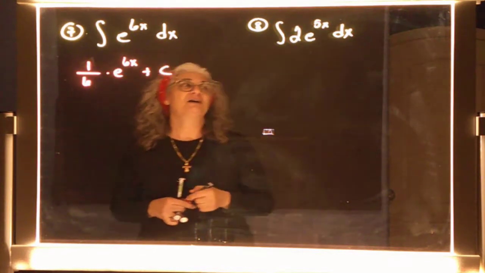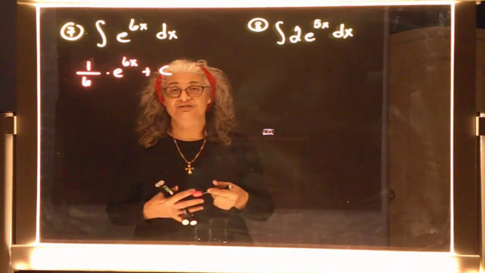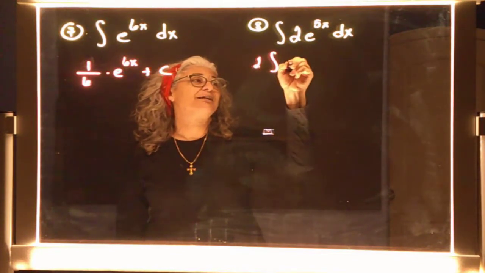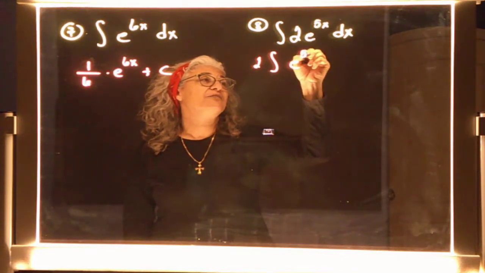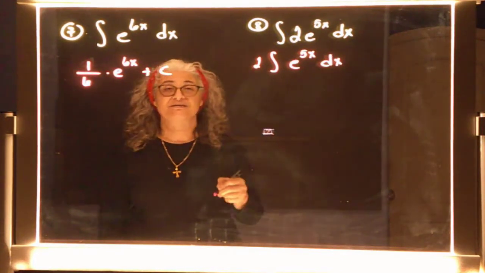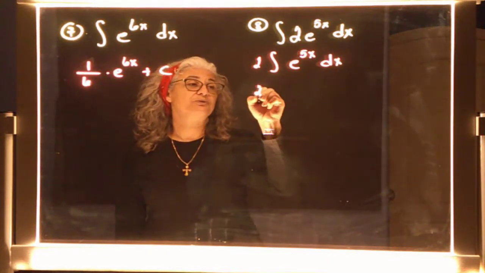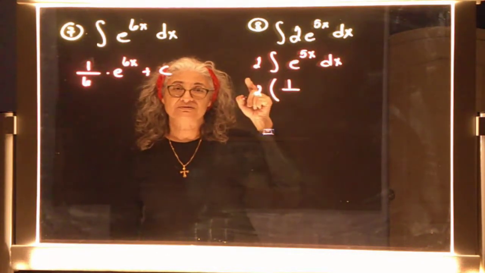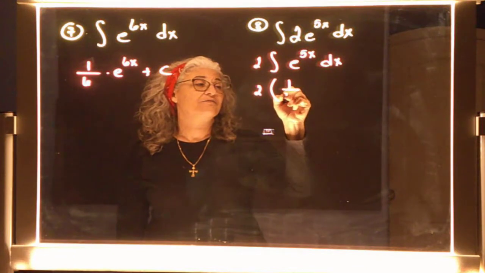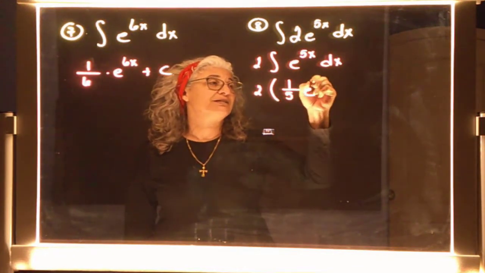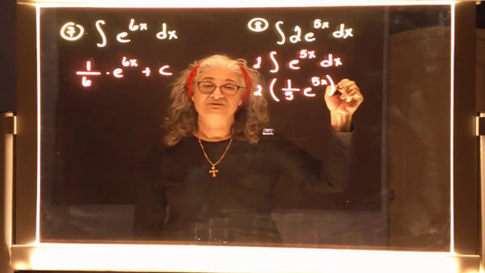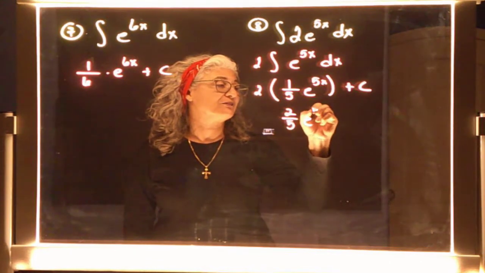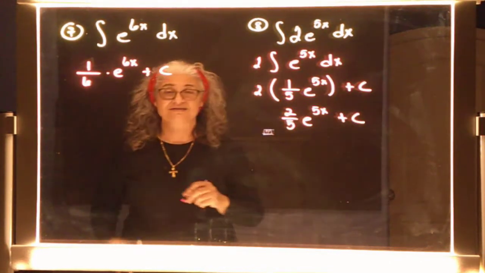Number 8. Okay, 2 times e to the 5x. What are you going to do? Pull the 2 out. Good job. Get that 2 out of there. I don't need to look at it. I just really need to know the antiderivative of e to the 5x with respect to x. So, yep, 2, and in parentheses, 1 over the coefficient of x, which is 5, times e to the 5x, right? Plus the c, so this gives me 2/5 e to the 5x plus c, doesn't it?